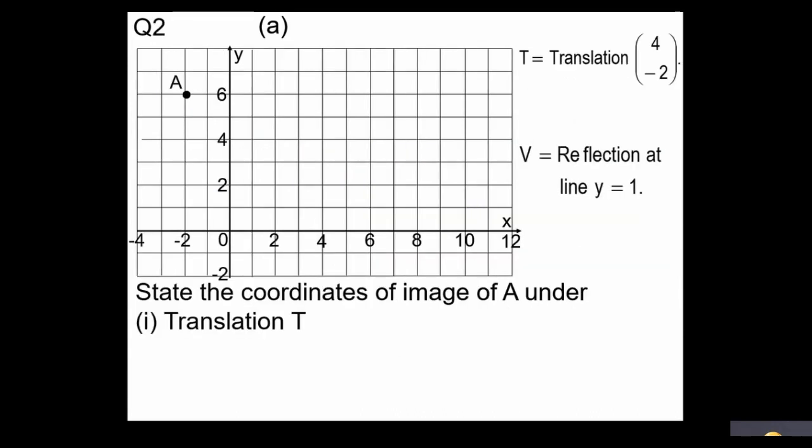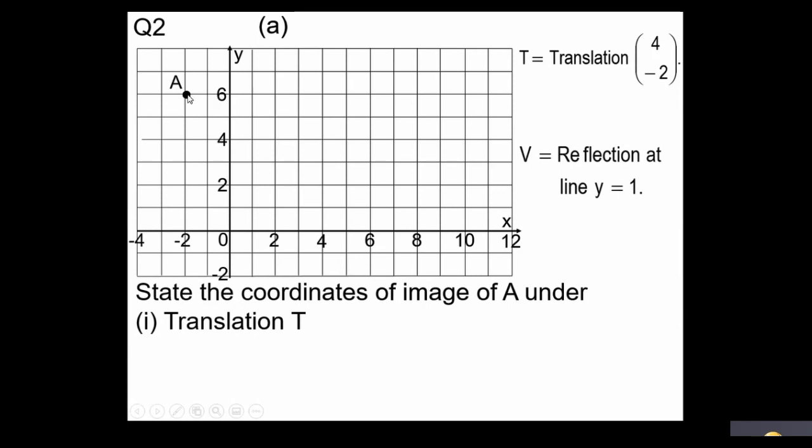Okay, let's look at the next question. Again, here they give us two transformations, translation and reflection. Where is the line y equals 1? Y equals 1 is here, somewhere here is a horizontal line. So translation T here.